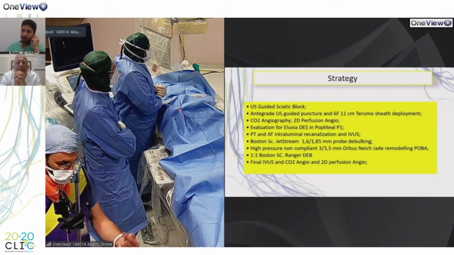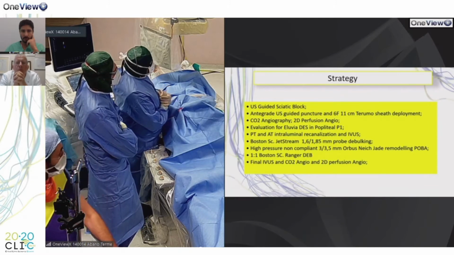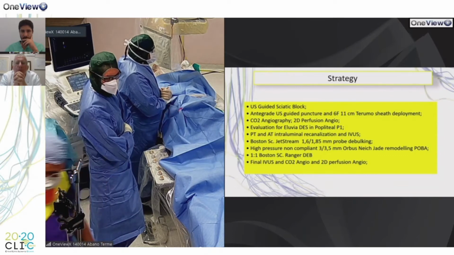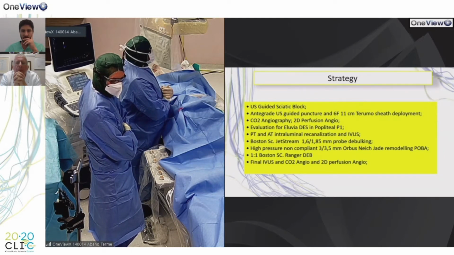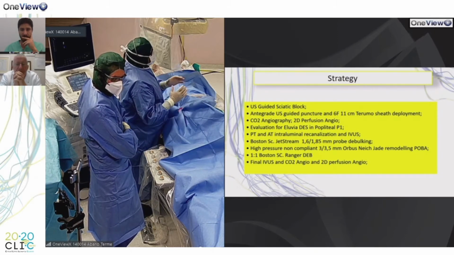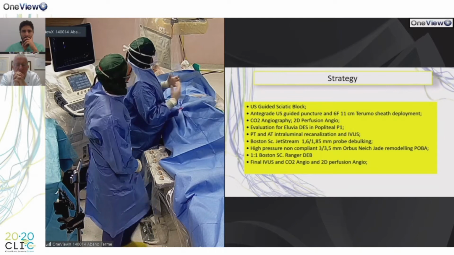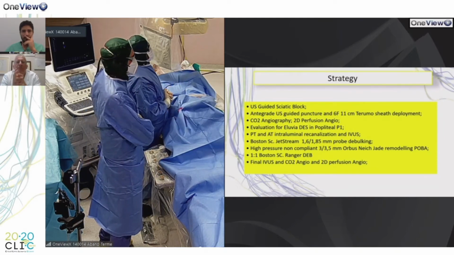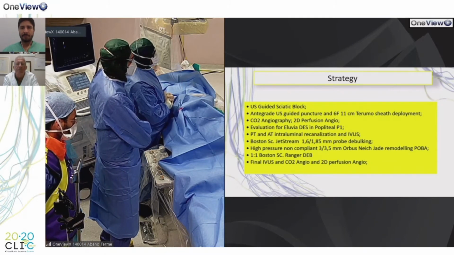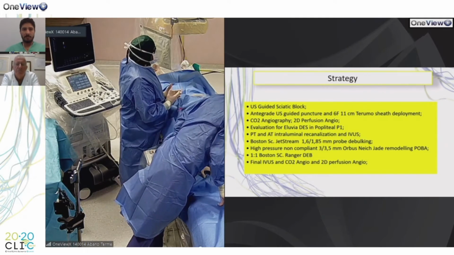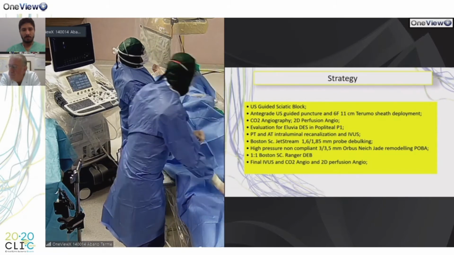So the strategy for today is, of course, after the sciatic block, to perform an antegrade ultrasound-guided puncture, deploying a 6 French short 11 centimeter Terumo sheath, and perform again a CO2 angiography with a 2D perfusion angio of the foot, just to have an idea of the initial perfusion, trying to discuss with you if we need to treat the lesion between SFA and P1 I described a few moments ago. Probably, if there is an indication, it could be indicated to deploy an Eluvia drug-eluting stent.